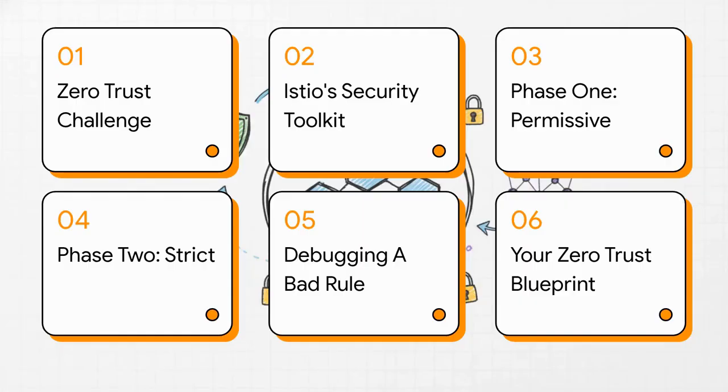So, here's our game plan. We'll start with the why. What is this Zero Trust challenge really? Then we'll get into the how, the actual tools Istio gives us. We'll walk through a super safe two-phase rollout, figure out how to debug things when they inevitably go wrong, and then we'll wrap up with a blueprint you can take straight back to your team.